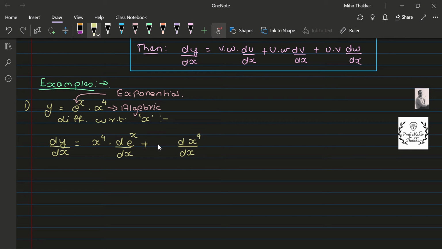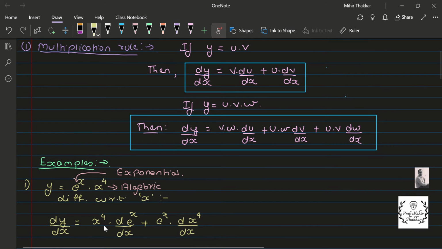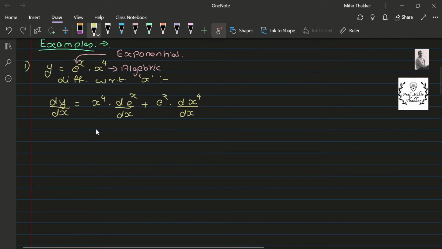So I will leave this e raised to x as it is. As I had told you, the formula is v into derivative of u plus u into derivative of v. So when I apply the formula, x raised to 4 is outside the derivative sign, so nothing will happen to it. It will just come down as it is.